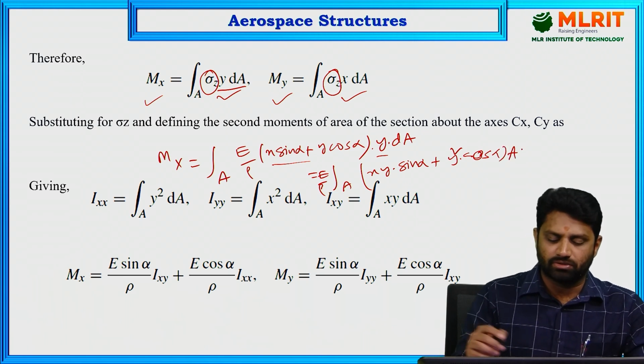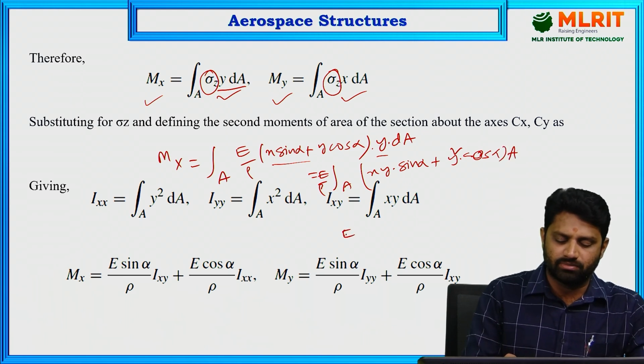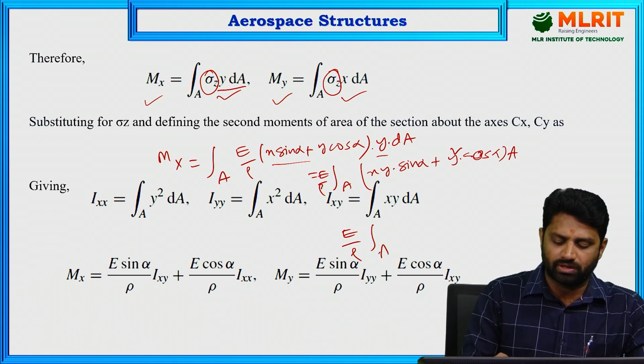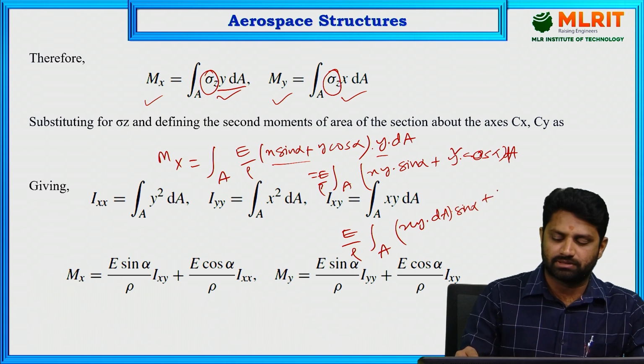Okay, so further you can write this as E by rho integral over A, and this you can write as xy dA into sin alpha plus y square dA into cos alpha.